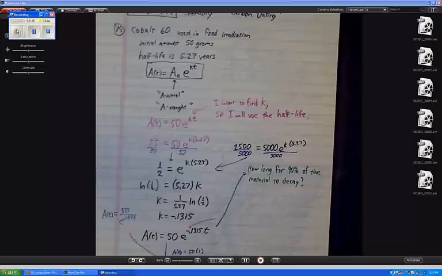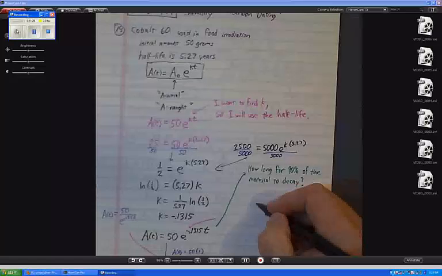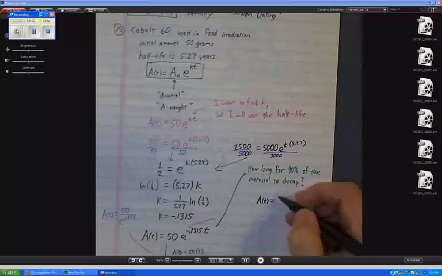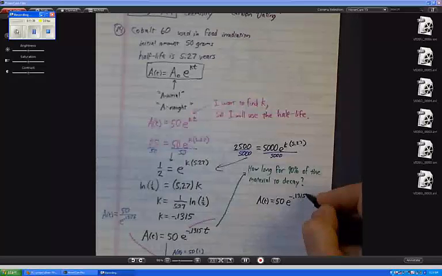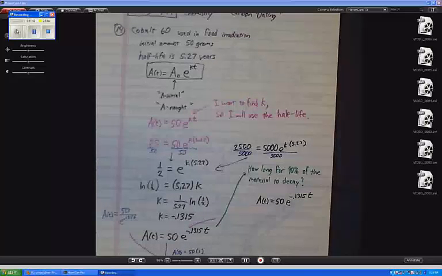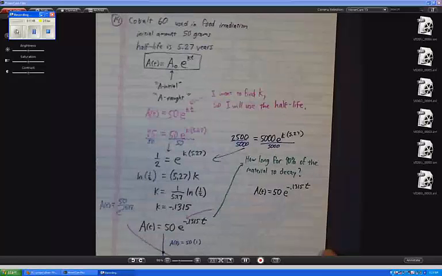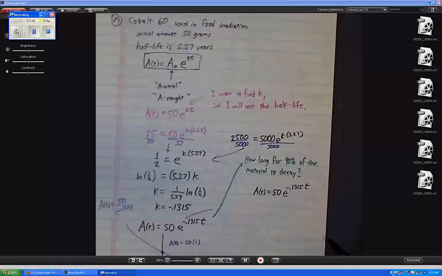All right, let's see. And he gives a hint. He says, well, if 90% of the material decays, how much is left? How much is left? 10%. So here's the deal. My formula that I've been using is A of t equals 50 e to the negative 0.1315 t. Okay? But I want to see how long for 90% of the material to decay.